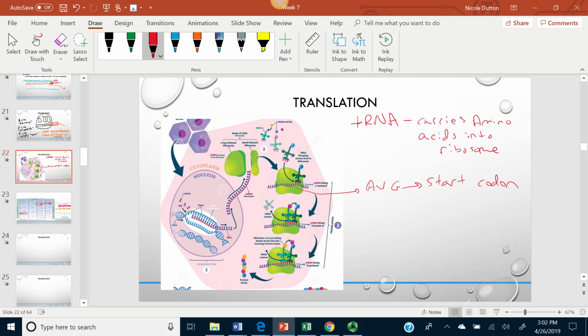And the transfer RNA has an anticodon. And that's 3 bases on tRNA that will bind to a codon of messenger RNA.